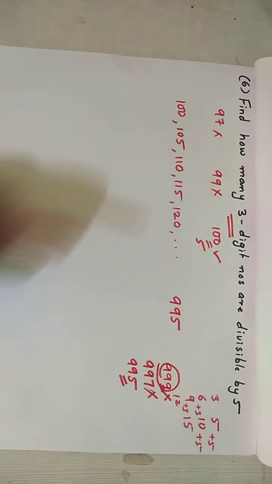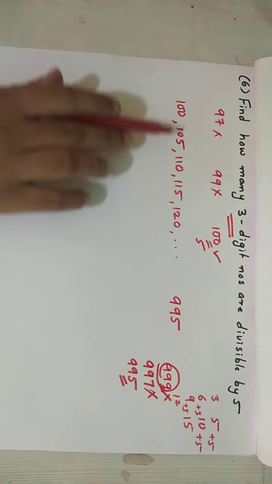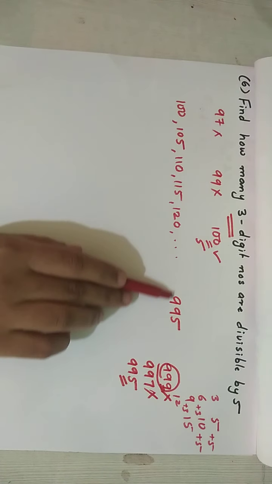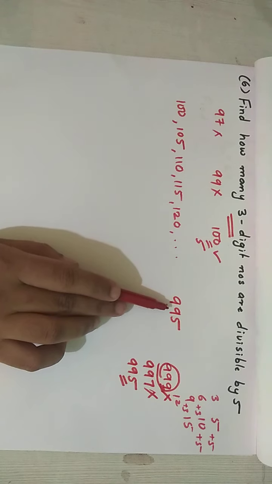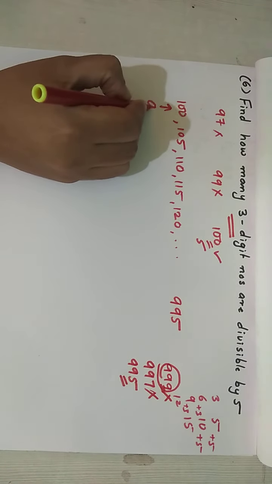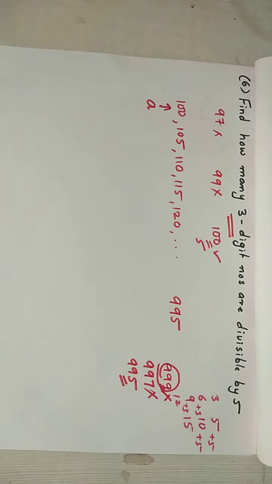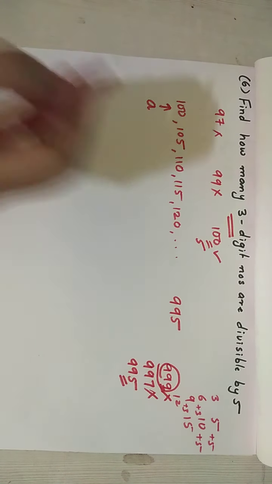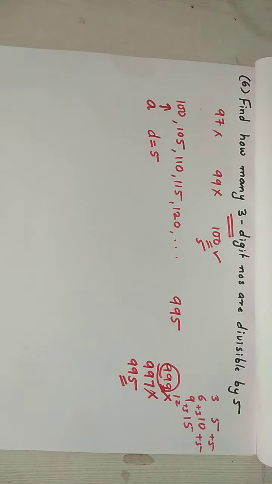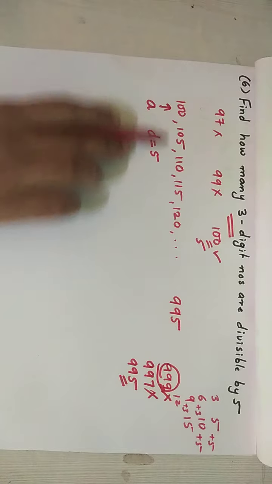So this is the arithmetic progression: 100, 105, 110, 115, 120, and the last number is 995. So the first term is called A. Obviously you must be knowing this till now. The common difference over here will be 5, because every time you are adding 5 to get the next number. Now the question says, how many numbers are such? That means you need to count these numbers.